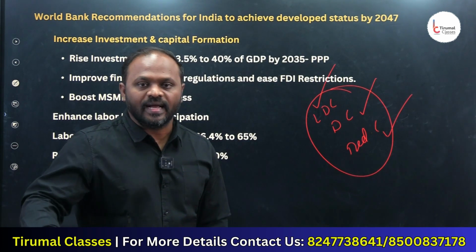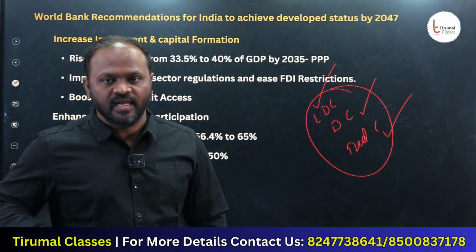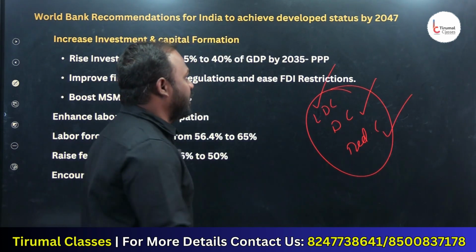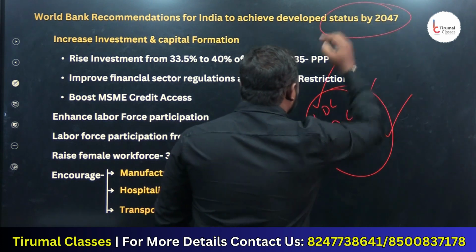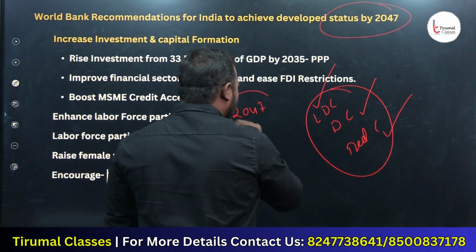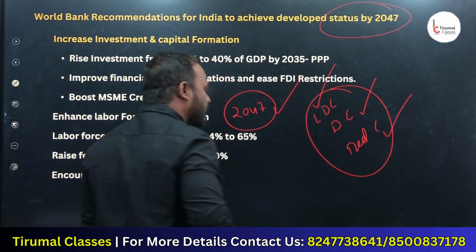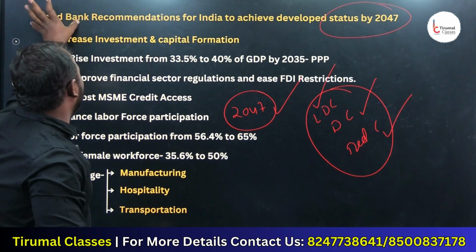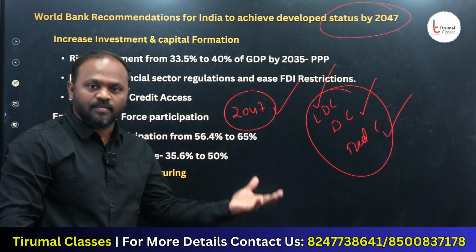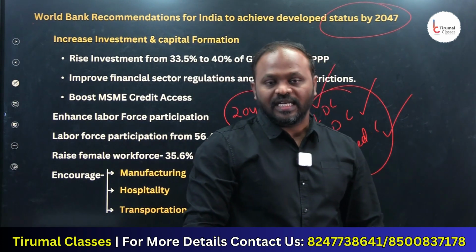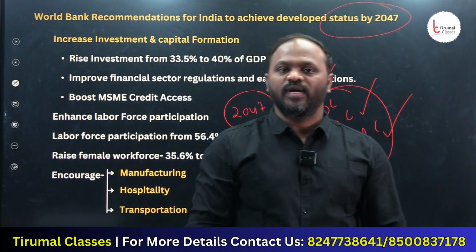Recently, World Bank has given certain recommendations for India in order to achieve developed country status by 2047. India wanted to be a developed country by 2047. If India wanted to be a developed country, India needs to follow some recommendations which are given by World Bank. What are the recommendations given by World Bank to India to achieve developed country status by 2047?